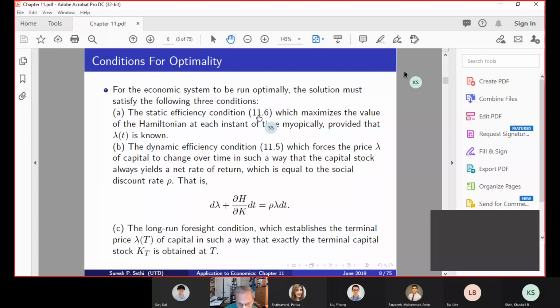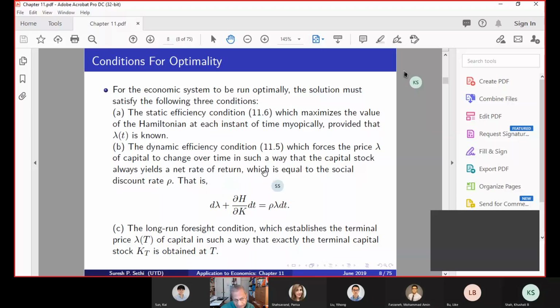So that's the condition on the Hamiltonian, first order condition. But there are other three conditions that Mr. Arrow also interprets in his book. One is called the static efficiency condition, which is already talked about, that at each point I maximize the Hamiltonian given the lambda t is known. That's because the lambda t takes into account the future value of the increases in capital.